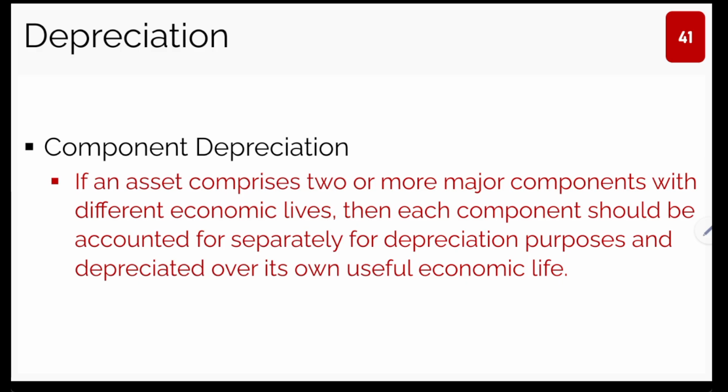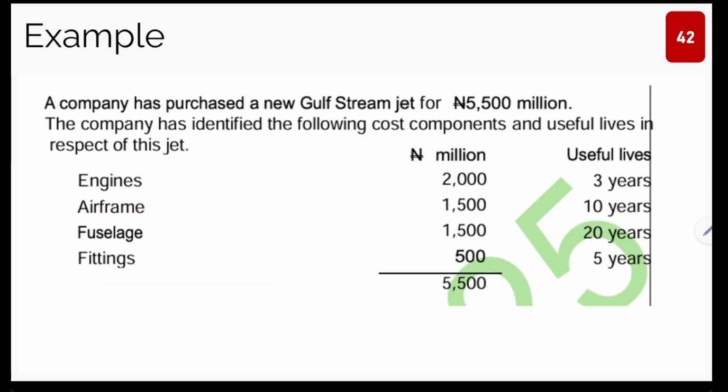The next one we're looking at is component depreciation. This one applies if an asset comprises two or more major components with different economic lives. Each component should be accounted for separately for depreciation purposes and depreciated over its own useful economic life. So if you have different components that make up a whole and they have different useful lives, it doesn't make sense to lump them together and depreciate them. You depreciate them according to their useful lives.